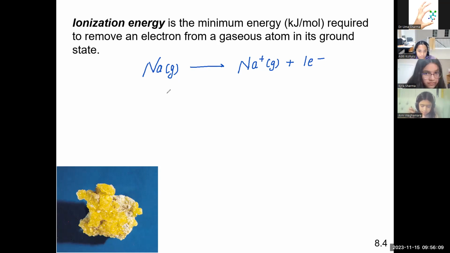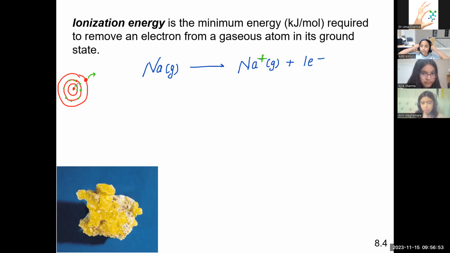So now what is happening? You already know that sodium has a nucleus, shell number 1, shell number 2, and shell number 3. In shell number 3, there is only one electron. In shell number 2, there are 8 electrons, and in shell number 1, 2 electrons. So now we want to remove this outermost electron. When you remove the electron, it becomes positively charged. Agreed? It's a cation after removal of the electron.